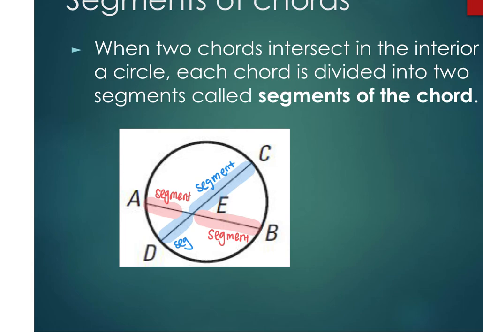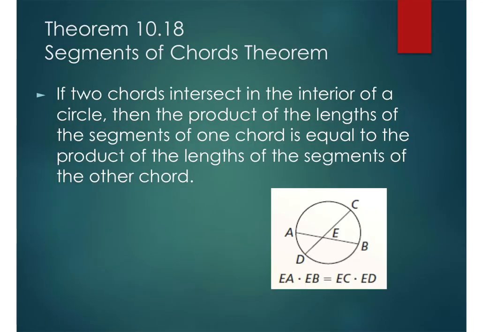2 blue ones and 2 red ones. Okay, Theorem 10.18 states the segments of chords theorem. So we have 4 segments. If 2 chords intersect in the interior of the circle, then the product of the lengths of the segments of one chord is equal to the product of the lengths of the segments of the other chord.